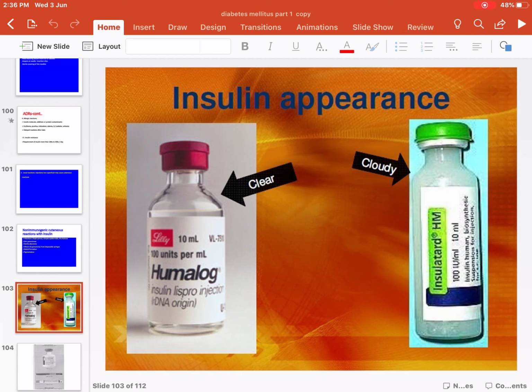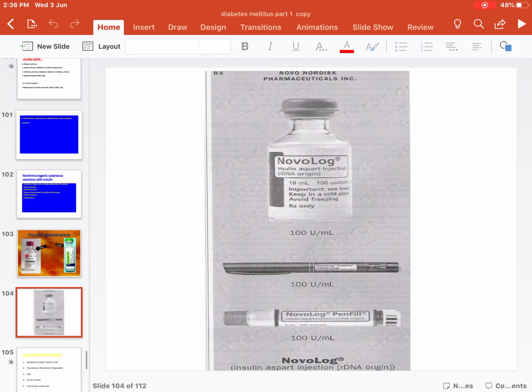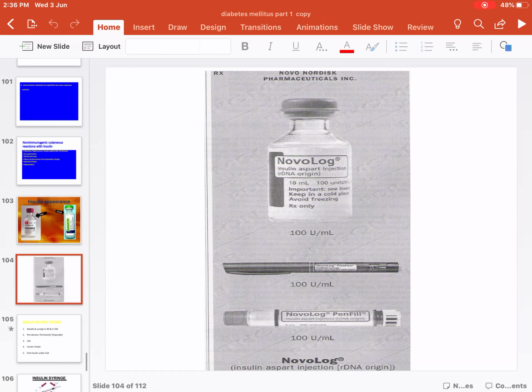So these are a few preparations. Here we are seeing insulin Lispro, which is available in a vial. This is an insulin pen where it can be used. In the insulin pen, we have these pre-filled syringes which are going to be used.